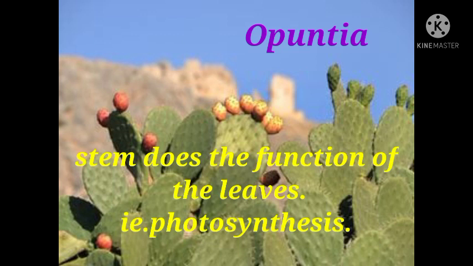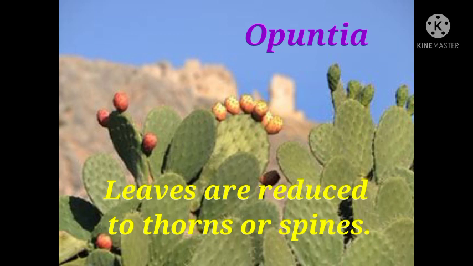What is the function of the leaf? It is photosynthesis. So the green colored structure that we can see is the stem. It is not the leaf. The stem is green and thick and does the function of photosynthesis. Next, the leaves are reduced to thorns or spines. Why are the leaves reduced to thorns or spines in Opuntia and all the desert plants? It is to prevent excessive loss of water through transpiration.